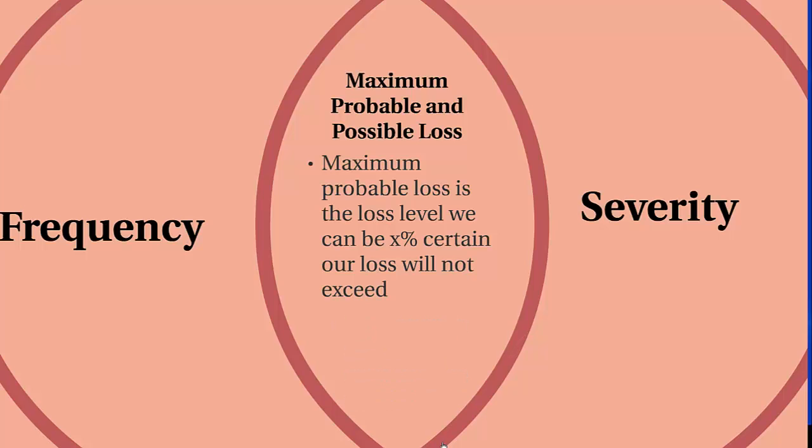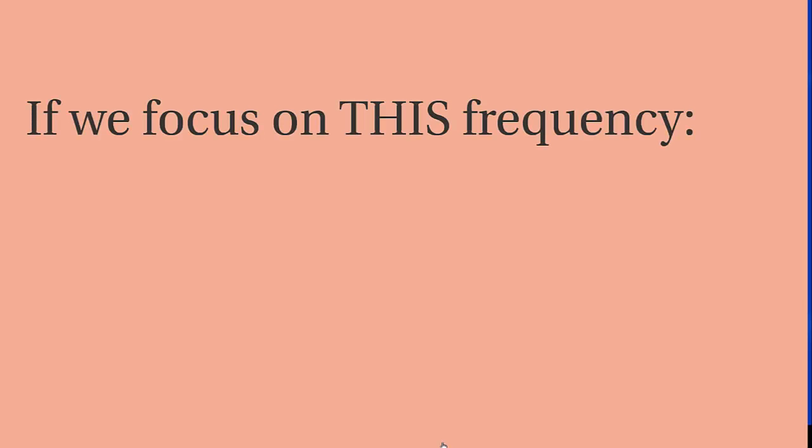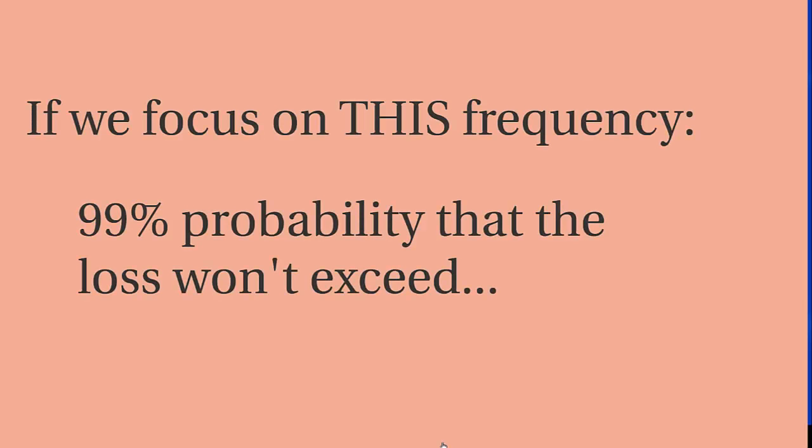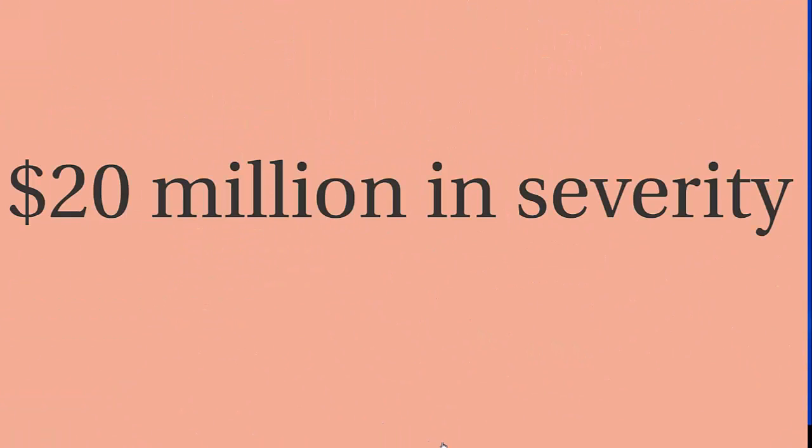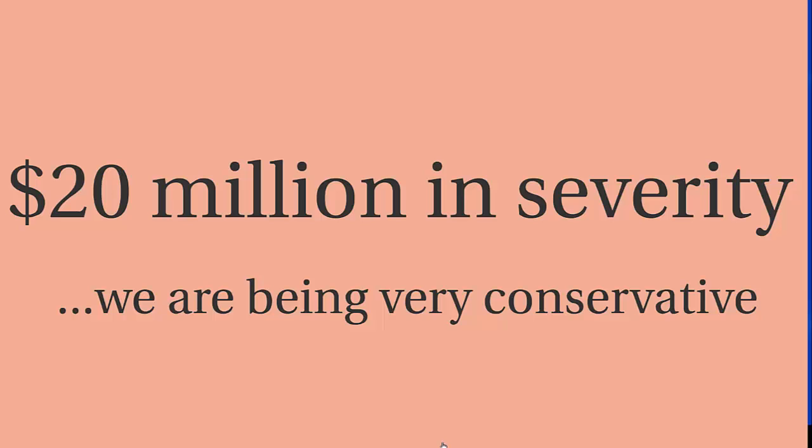But let's go back to maximum probable loss. Again, I said that maximum probable loss is the loss level we can be X% certain our loss will not exceed. The X depends on how conservative we are. So, to explain this, let me give you a couple of examples. If we focus on a 99% probability that the loss won't exceed, then we move to severity, $20 million in severity, we're being very conservative.